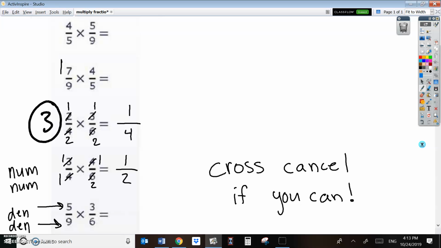In this problem, can we cross-cancel the 5 and the 6? No. How about the 3 and the 9? 3 divided by 3 is 1. 9 divided by 3 is 3. Now multiply straight across. 5 times 1 is 5. 3 times 6 is 18. 5 over 18.